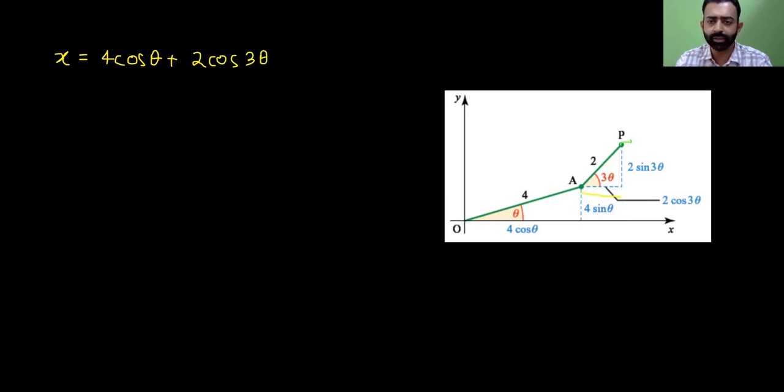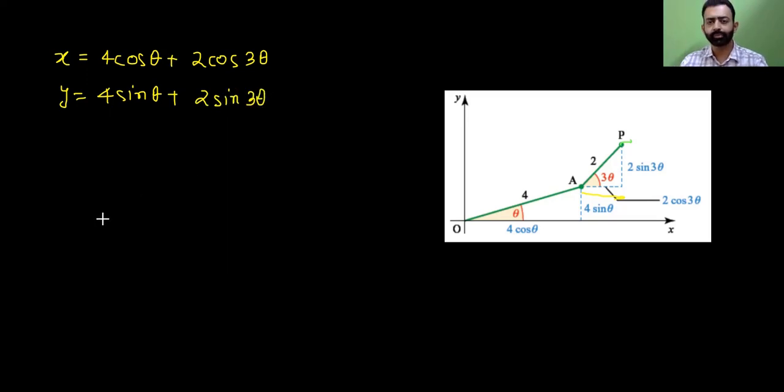Okay, this distance is 2 cos 3θ, and this distance is 4 cos θ. So 4 cos θ plus 2 cos 3θ is your x coordinate of point P. Similarly, the y coordinate you can define as 4 sin θ plus 2 sin 3θ.